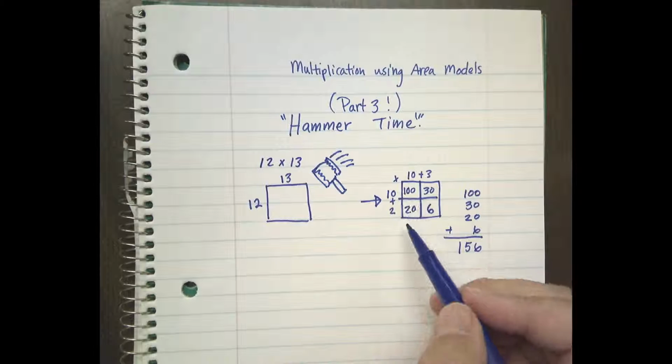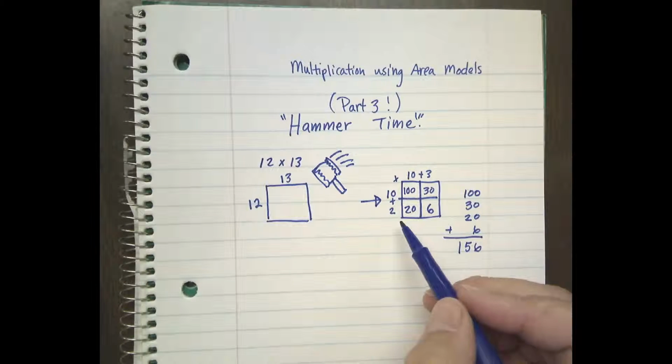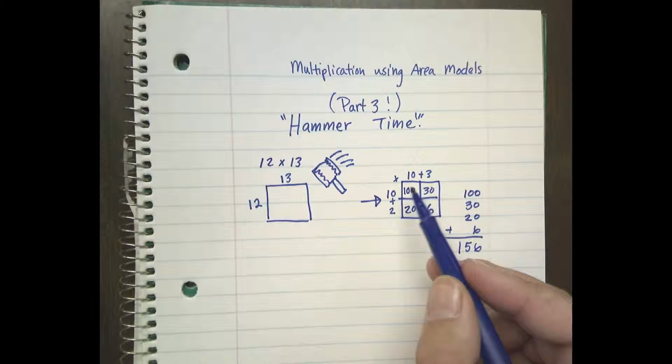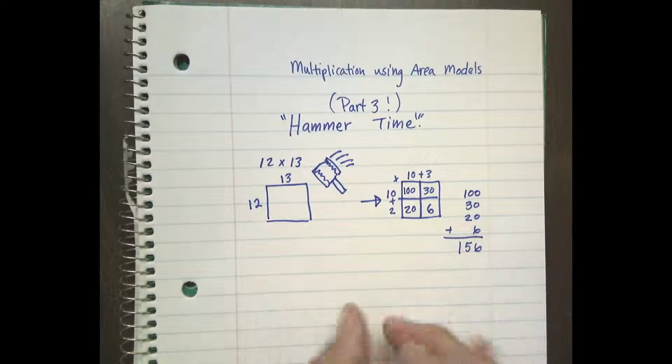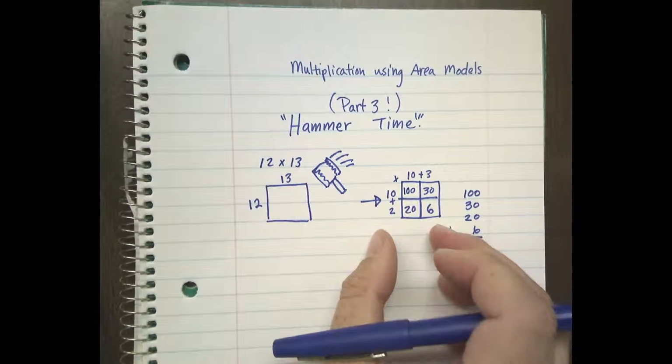And so when you get to using area models, this is what you're going to be doing. This is an actual area model with multiplication. What we did before was a very giant literal area model, and this one we're condensing it. We're making it smaller, but still saying the same thing.